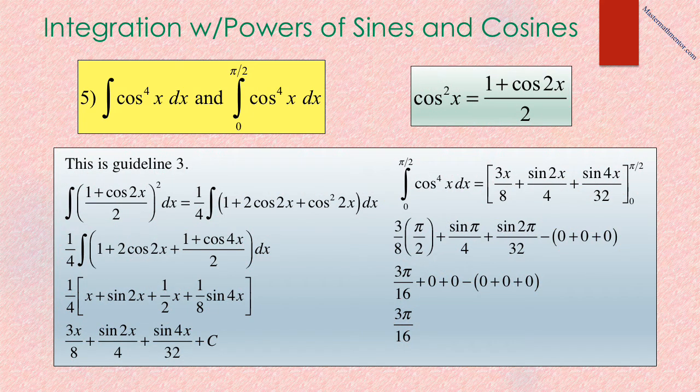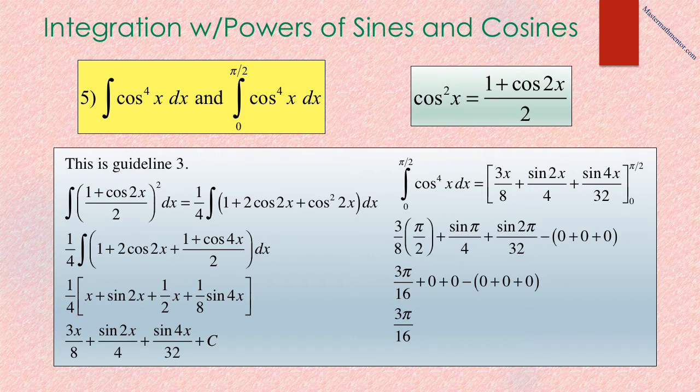In number 5, we're asked to integrate cosine to the 4th of x dx, and also the integral of cosine to the 4th of x dx from 0 to pi over 2. This is our first example of guideline 3, as there's only one trig function and it has an even power. We make use of the fact that cosine squared of x is equal to 1 plus cosine of 2x over 2. So the integral of cosine to the 4th of x is the integral of quantity 1 plus cosine of 2x over 2, quantity squared dx.